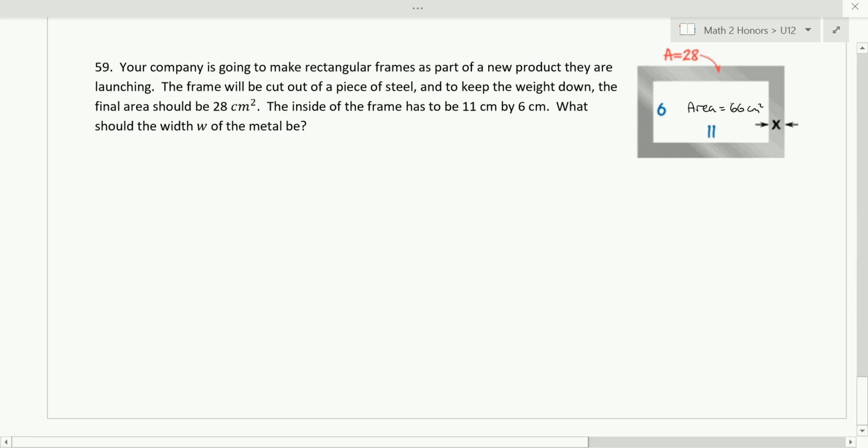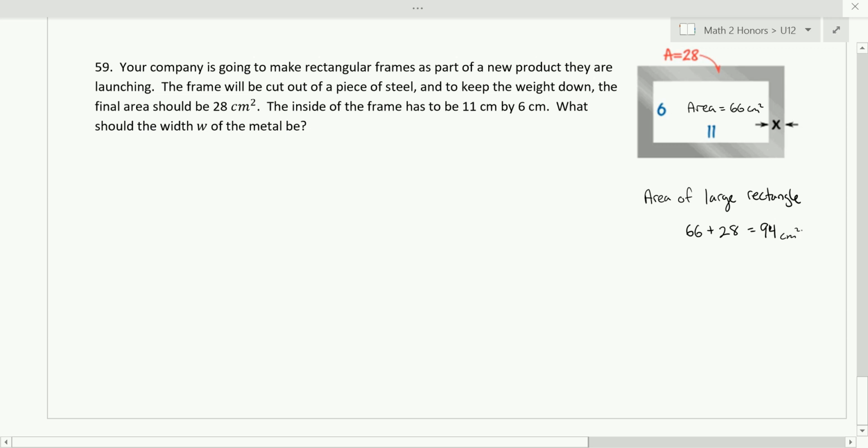Okay, so if you add the 66 plus the 28, what does that give you? The area of what? The large rectangle, right? So the area of the large rectangle is going to be 66 plus 28, which is 94. Okay, so that might be helpful to us. So just trying to make sense of what's given to us here.